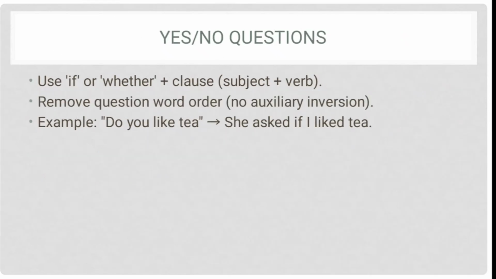Yes and no type questions. When we convert yes or no questions into indirect speech, we use if or whether. We also change the question form and write it as a normal sentence. For example, direct: "Do you like tea?" Indirect: She asks if I like tea.